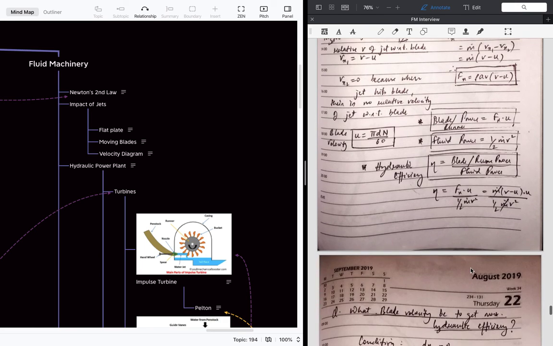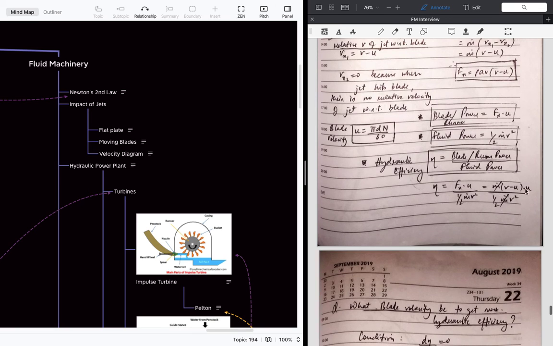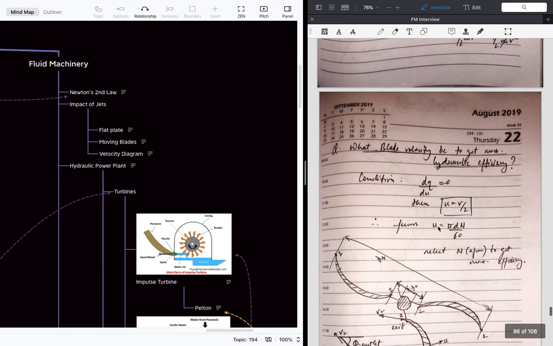And the hydraulic efficiency, to see how efficient the turbine is, is the blade or runner power divided by the fluid power, which is expressed from the above formulas. It will be something like this. So what should the blade velocity be for the maximum hydraulic efficiency? What should u be for the maximum hydraulic efficiency?